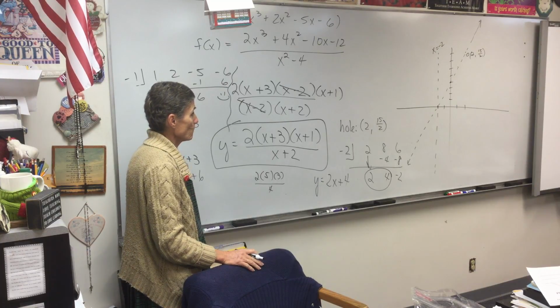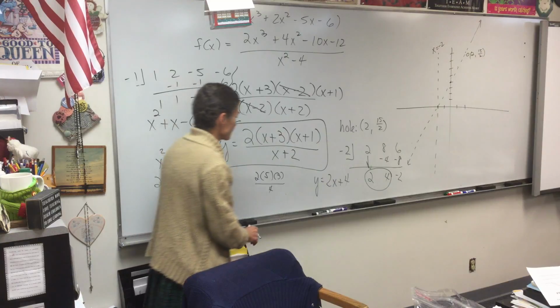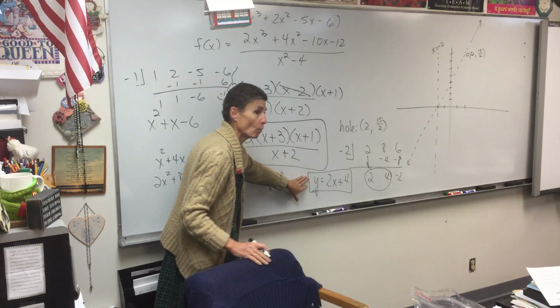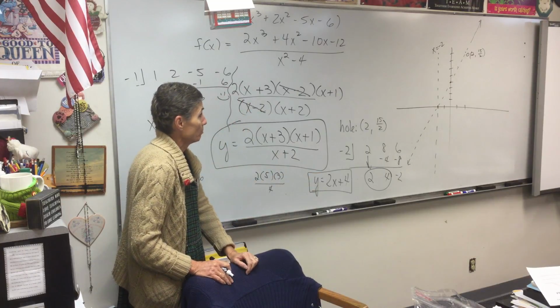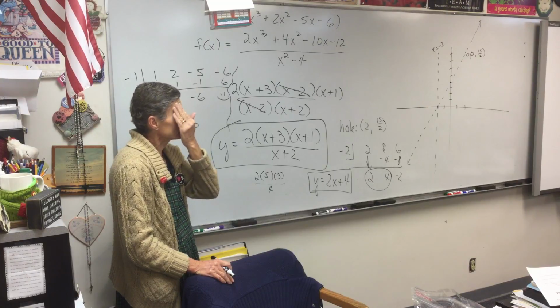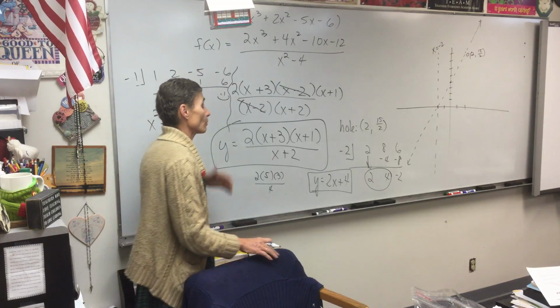Alrighty. That's my end behavior asymptote. So on the line that says end behavior asymptote, you're going to write y equals 2x plus 4. Alright, what else do I need in my picture? The zeros, or the intercept.